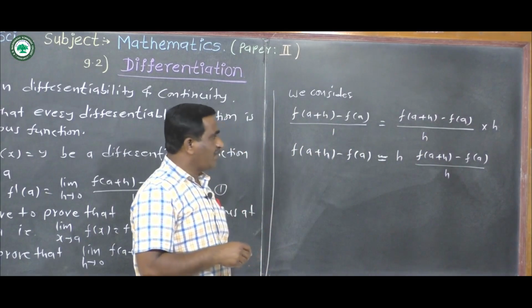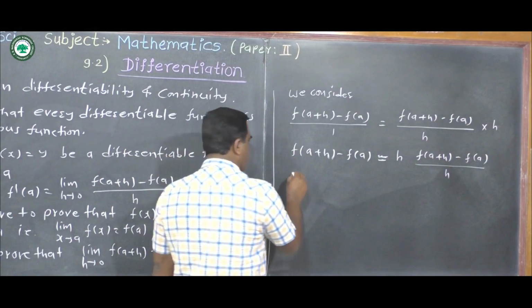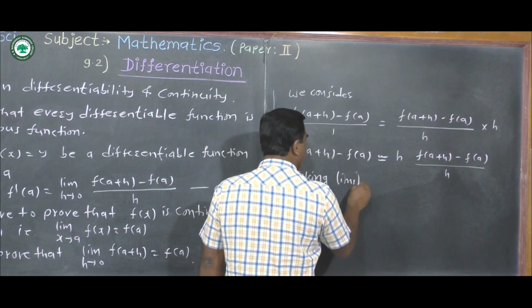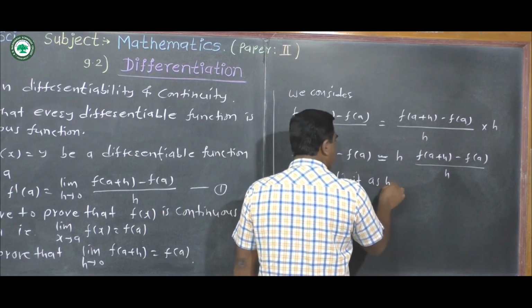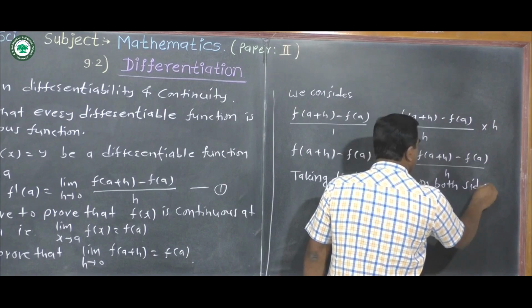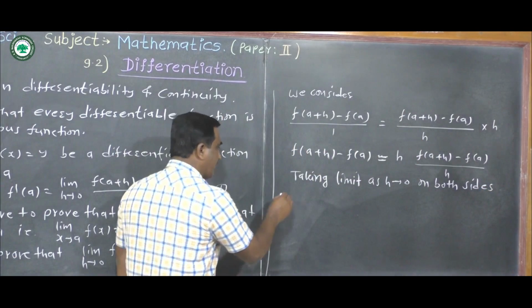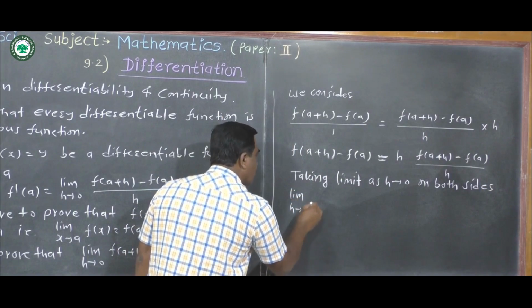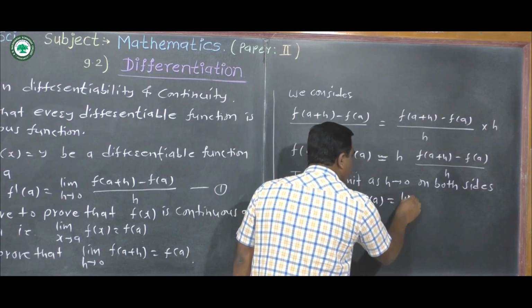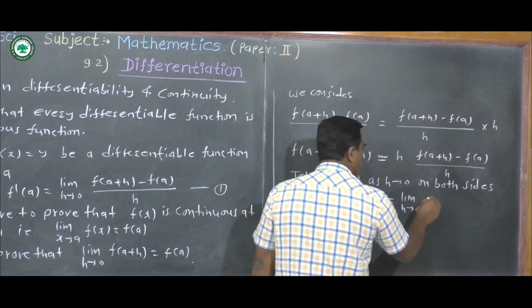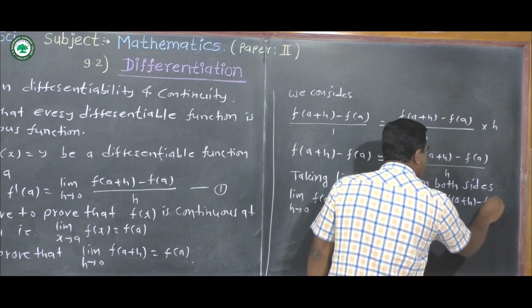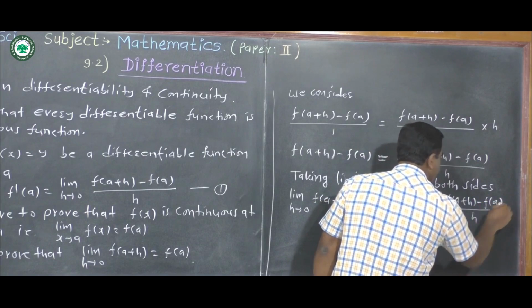Now taking limit as h tends to 0 on both sides, we get limit h tends to 0 of f of a plus h minus f of a is equal to limit h tends to 0 of h into f of a plus h minus f of a upon h.